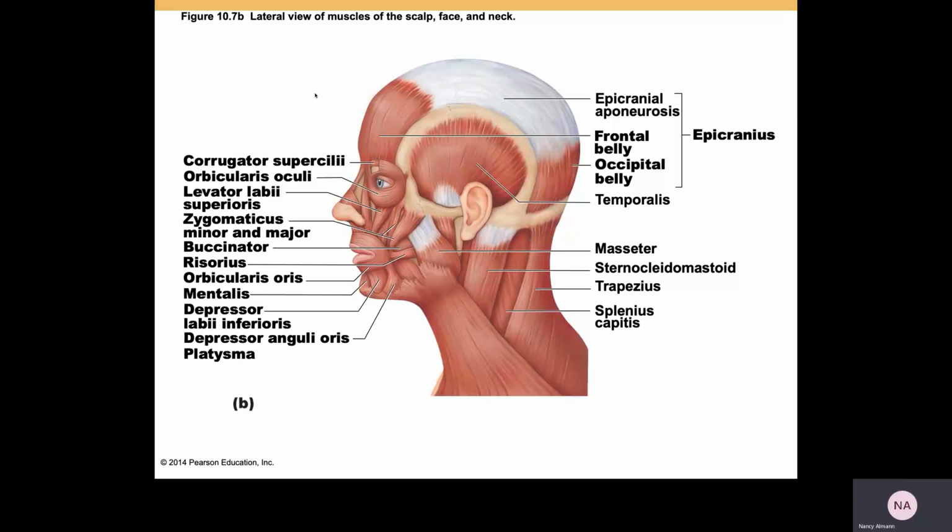Orbicularis oris is a circular muscle around your mouth. It's going to help you whistle. And you need to know platysma, which is basically two muscles that merge, which are going to attach from the chin down your neck.